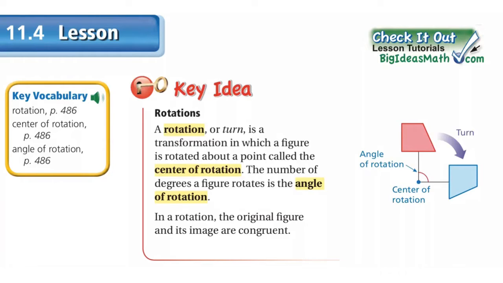The number of degrees a figure rotates is the angle of rotation. In a rotation, the original figure and its image are congruent.